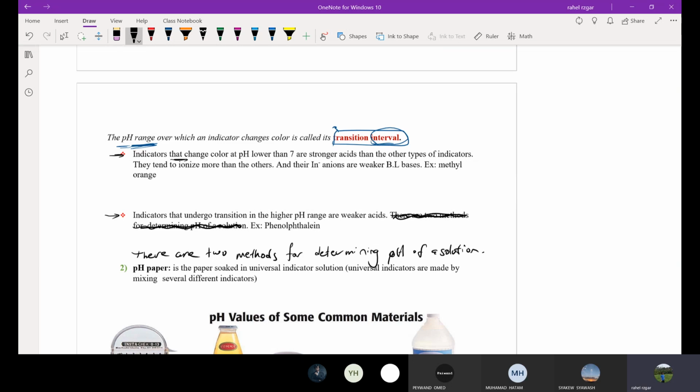Color. This is a very good point. Indicators that change color at pH lower than 7 are stronger acids than other types of indicators. So if they are stronger acids, it means that they ionize more. The indicators ionize more. And their anions are weaker conjugate bases. You remember from chapter 3. The stronger an acid, the weaker its conjugate base.